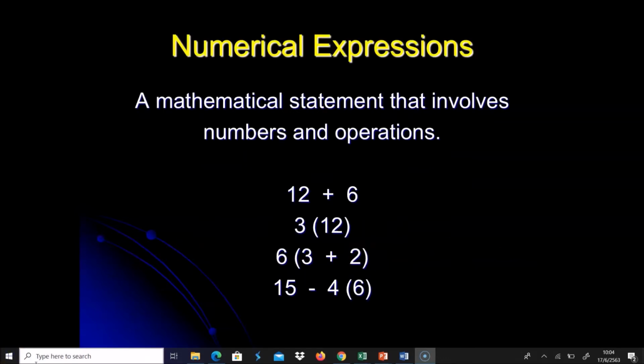Numerical expressions. A numerical expression is a mathematical statement that involves numbers and operations. Here are some examples: 12 plus 6, 3 times 12, 6 times the quantity 3 plus 2, and 15 minus 4 times 6.